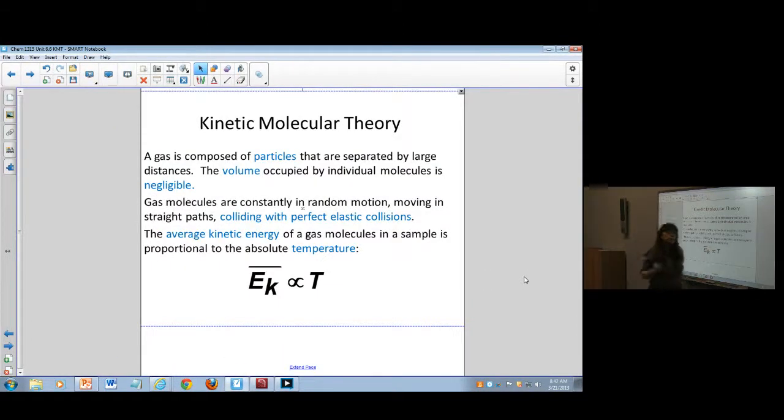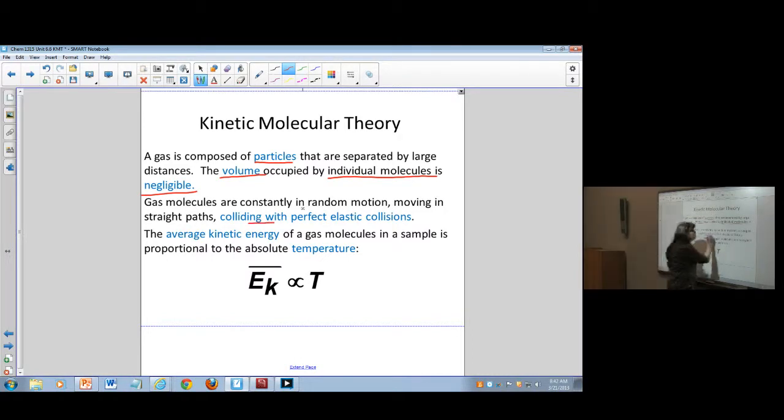All right, so let's talk a little bit about the theory on how gases behave. It's called the kinetic molecular theory, and what we're looking at here are particles of gas. In any particular gas sample, you're going to have a large volume compared to the size of the actual molecule, which is considered negligible. We know that gas molecules are constantly moving around in straight paths unless they hit something.